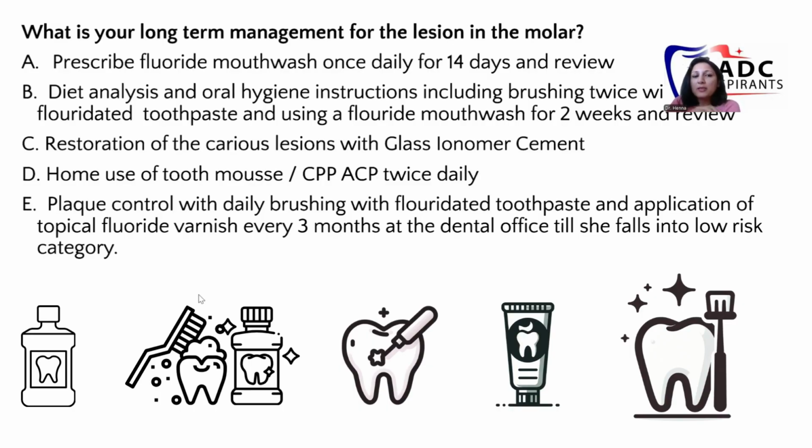E option is plaque control with daily brushing with fluoridated paste. So it should be daily twice, of course. And application of fluoride varnish every 3 months at the dental office. That is what I'm looking for. So when I read the second part of my option E, it kind of reinforces or strengthens the fact that I am doing something, or I'm managing the patient and I'm calling her until she falls into a low risk category.